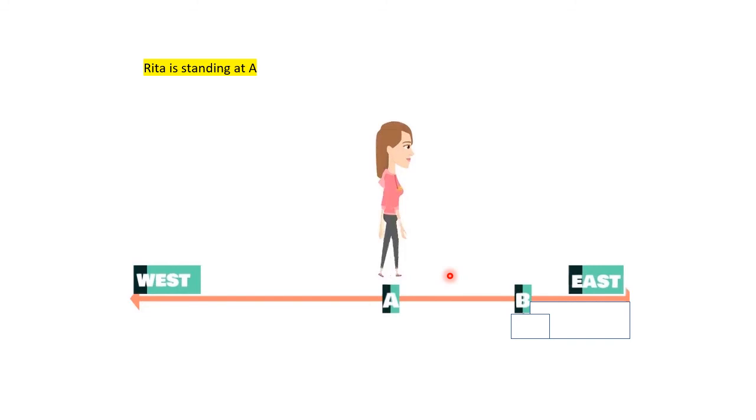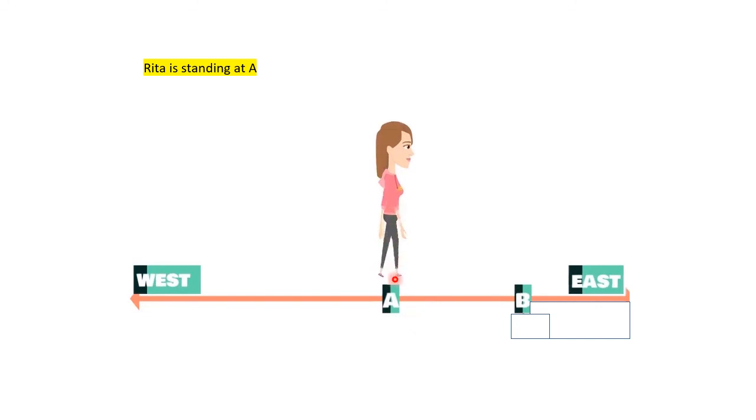Now, let me elaborate the question once more. Rita is standing at point A. As you can see, this is point A, this is point B, this is the west, and this is the east side. Everything that goes from here on is positive and everything that goes from here on is negative, right?